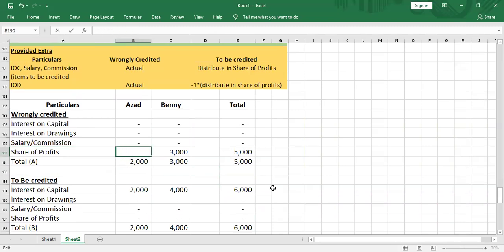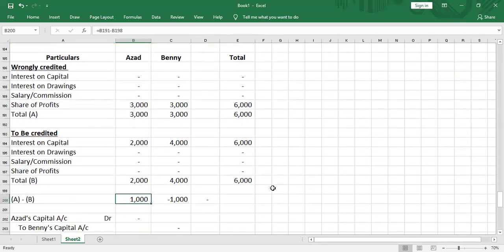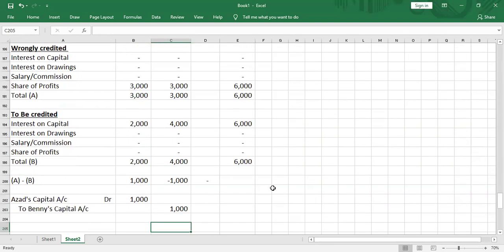Am I right or not, my dear children? So that will be 6,000 divided by 2, which is 3,000. So what we get here is Azad has been wrongly credited 3,000, but he is supposed to be credited only 2,000, and therefore A minus B is 1,000. And for Benny, it is just the opposite. And therefore, Azad now will be debited to cancel the extra wrong credit, and Benny will be credited.